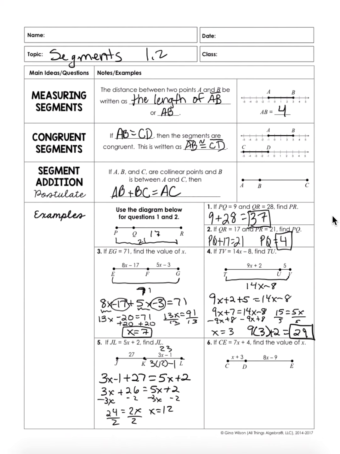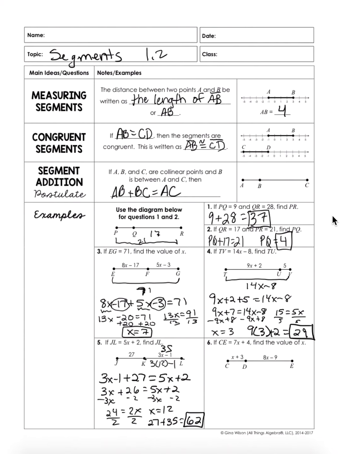Okay, so if I want to find the whole thing, I'm going to take 27 plus 23, and that's going to equal 50. Wait, I did something wrong. Oh, just kidding. I see. Hopefully you see it too. That 3 times 12 is actually 36, minus 1 is 35. So when I add 35, that gives me 62. And that's my final answer.